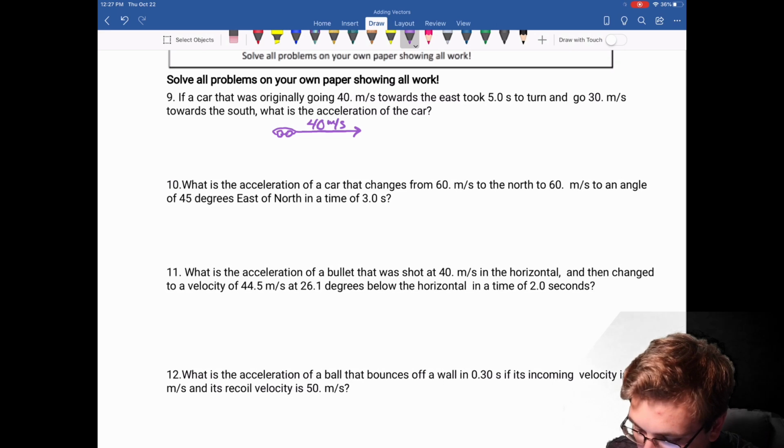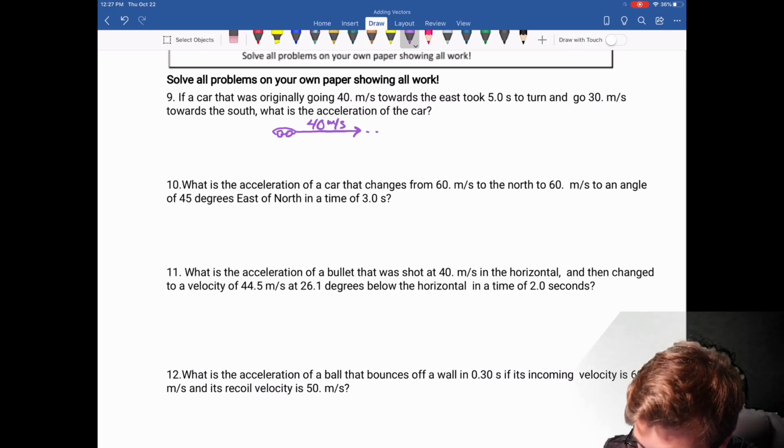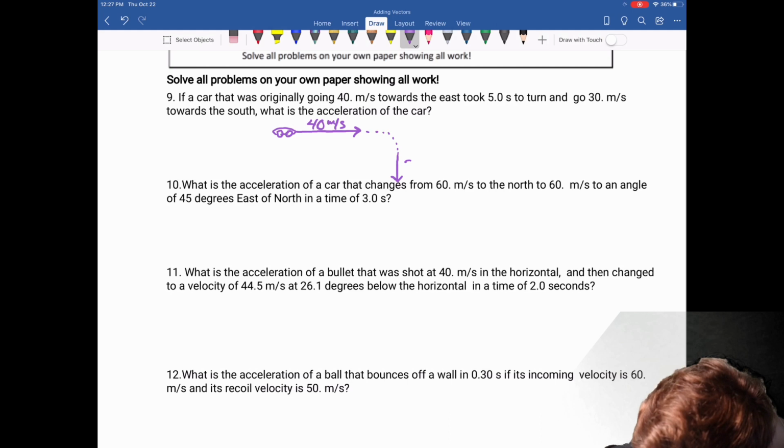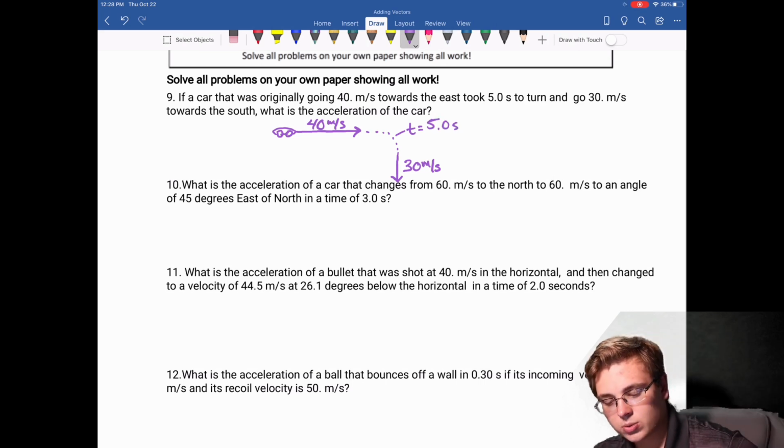Then, over a time of 5 seconds, it turns, and is now going south at 30 meters per second. Where time here is 5 seconds. Well, what do we know?